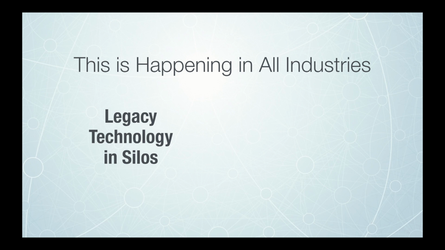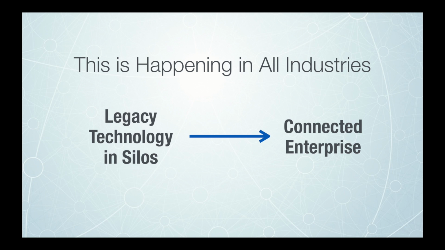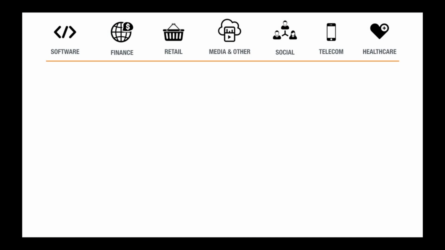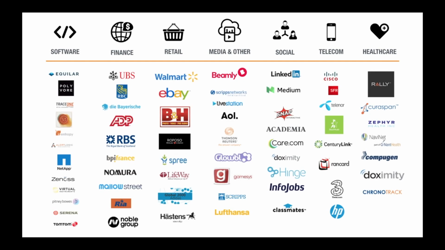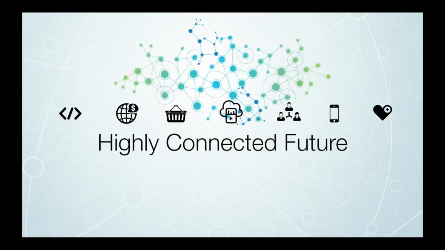And so we see this transitioning, of course, from this legacy technology and silos into what we call the connected enterprise. That's not a retail trend. That's a trend that is happening across all industries, right? And here are some examples of those companies that are moving towards being what we call a connected enterprise. Everyone, anywhere from finance to retail to social to telecom to healthcare, right? So we can say a lot of things about the future, but one thing that is clear is that we're moving towards a highly connected one, and that, of course, is the future for which we are building Neo4j.